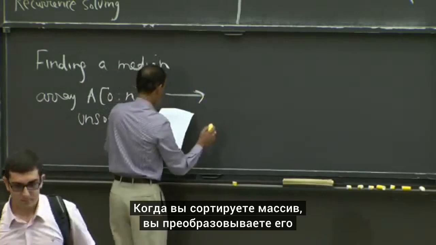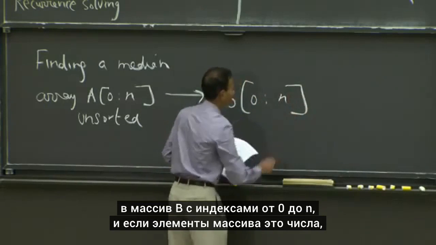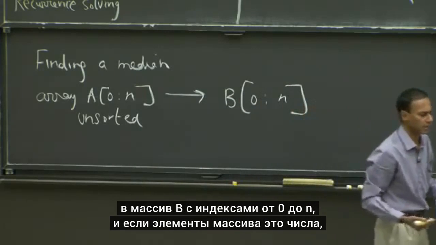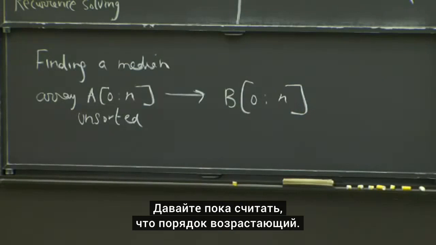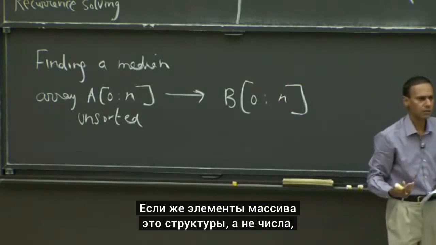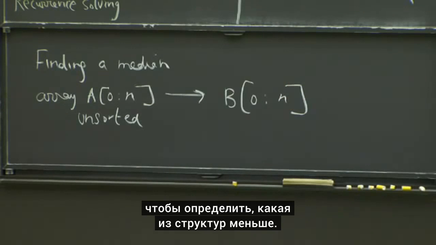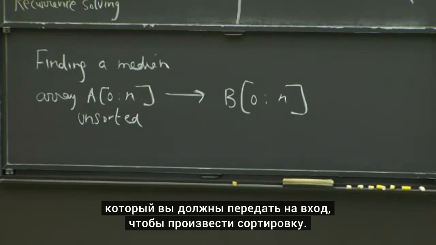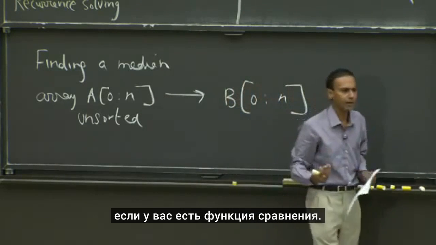When you sort, you turn this into B[0 through n], where if it's just numbers, then you may sort them in increasing order or decreasing order. Let's just call it increasing order for now. Or if they're records and they're not numbers, then you have to provide a comparison function to determine which record is smaller than another record. And that's another input that you have to have in order to do the sorting. So it doesn't really matter what the items are, as long as you have the comparison function.